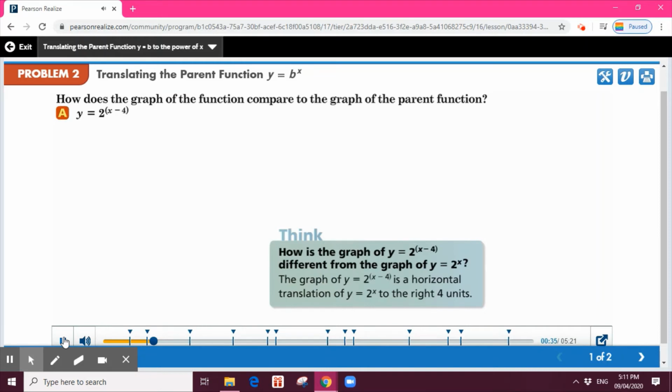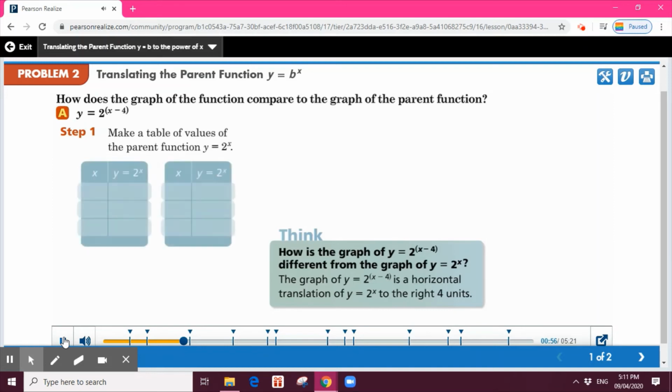The graph of y equals 2 to the power of x minus 4 is a horizontal translation of the graph of y equals 2 to the x power to the right 4 units. Step 1. Make a table of values of the parent function y equals 2 to the x power. Use both negative and positive numbers for the x values. Choose integers that will make calculations easy.